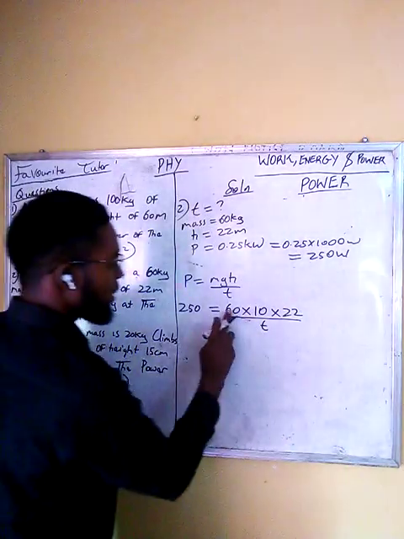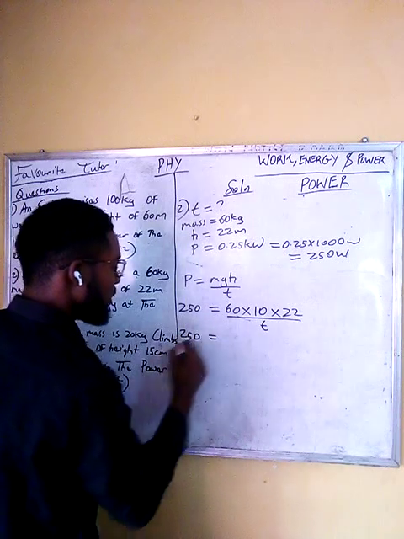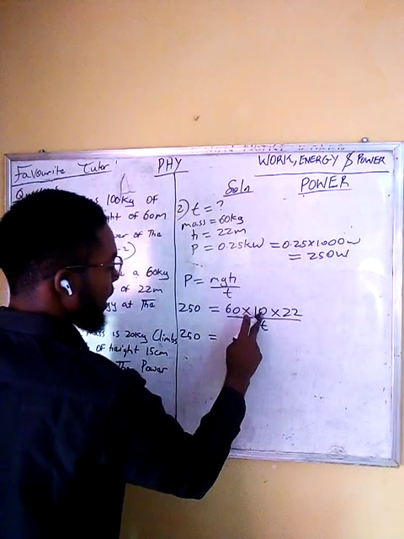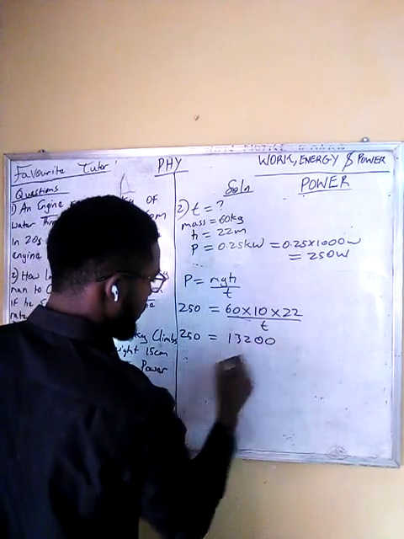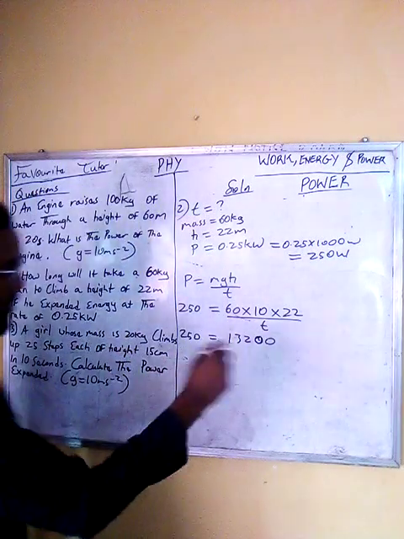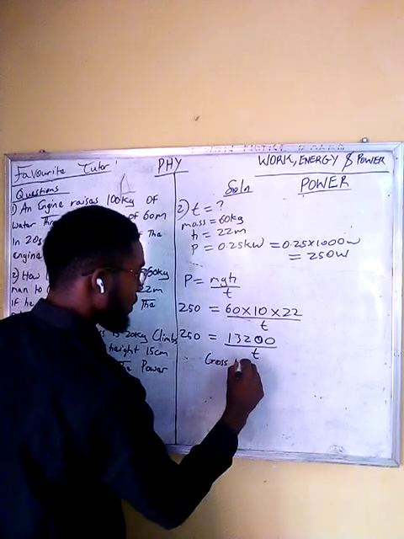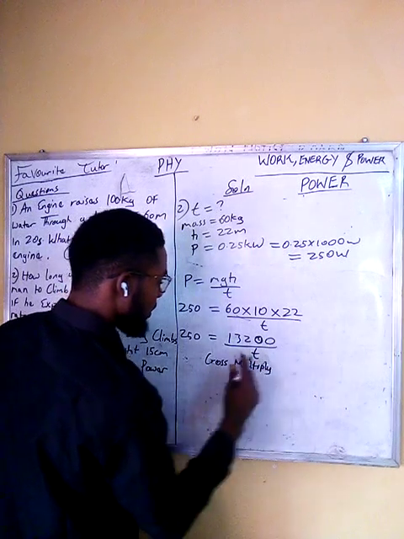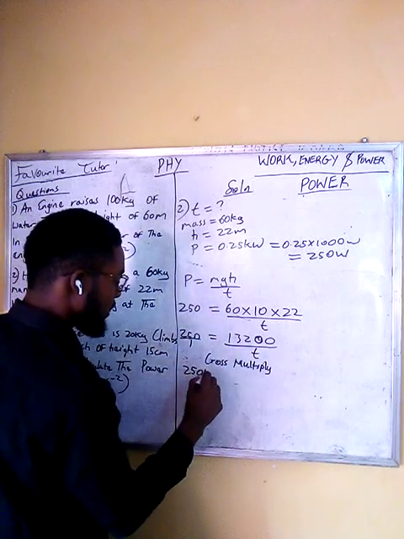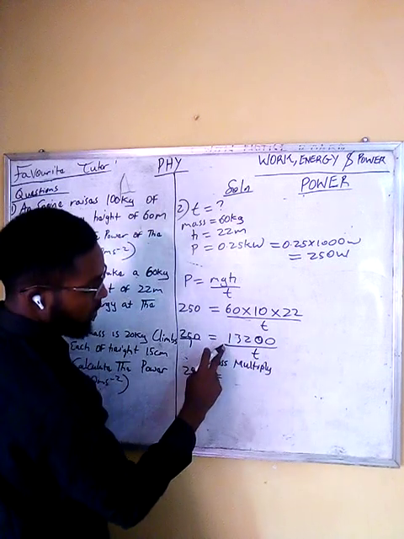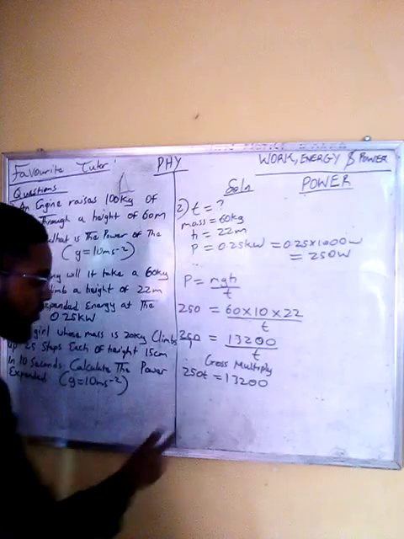So therefore, first of all, let us put down the product of these values. 250 equals 60 times 10 times 22, which is 13,200. Yes, it's correct. Then we cross multiply. When we cross multiply, this is 250 times t equals this value here multiplied by 1, which is 13,200. Then we make t the subject of the formula.